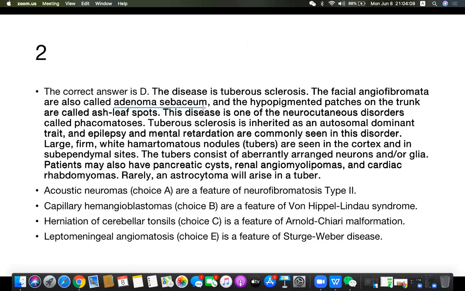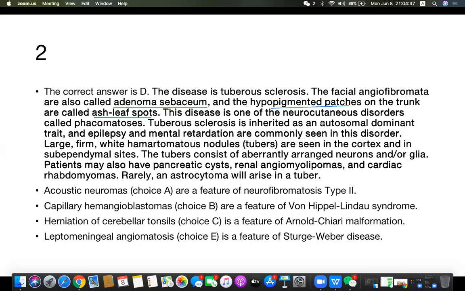Please remember this. It almost looks like acne actually, or it almost looks like a growth from the sebaceous gland, but actually this is a misnomer. They are angiofibromata. They are not growth from sebaceous gland. And the hypopigmented patches on the trunk are called ash leaf spot. So if you have identified these two, then this has to be tuberous sclerosis.